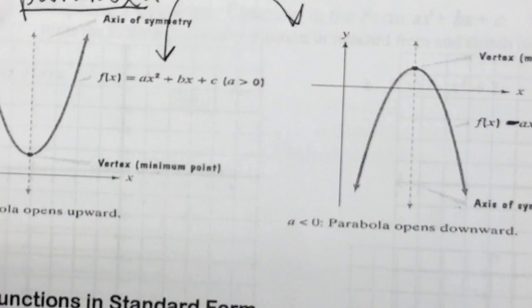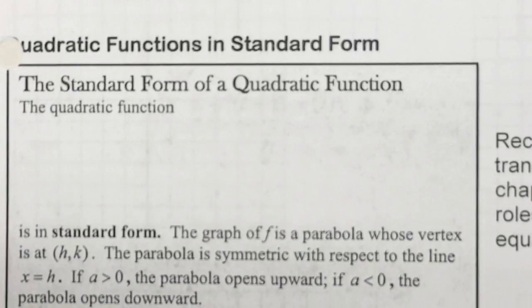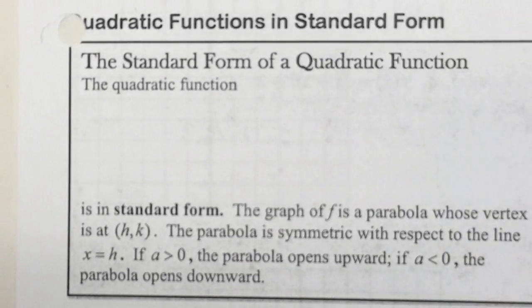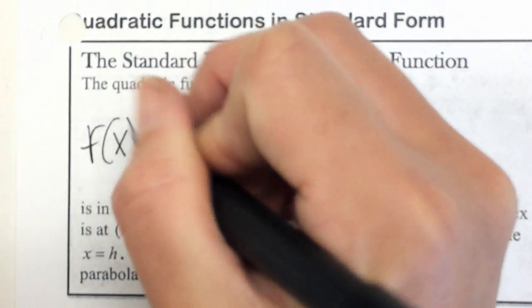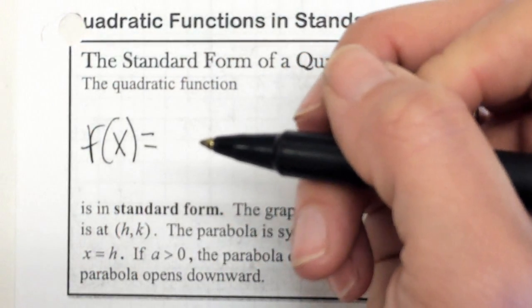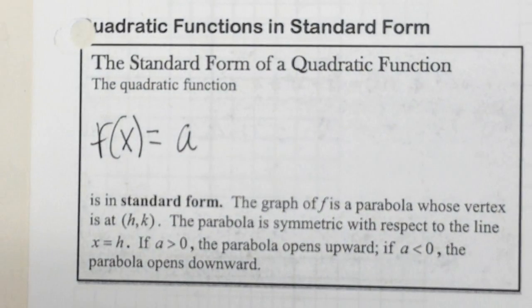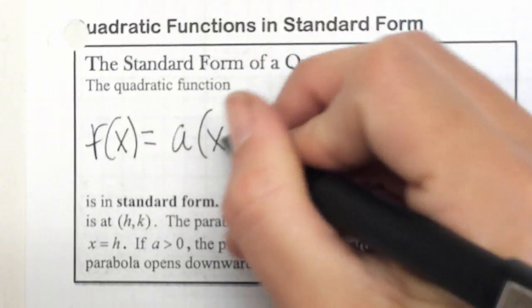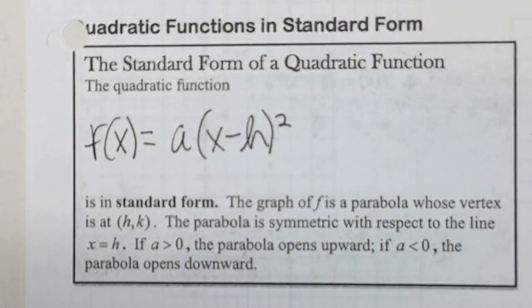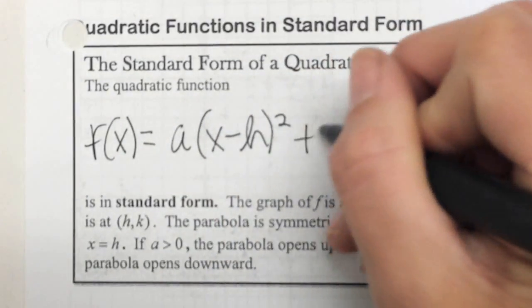There we go. Alright, this is the standard form of a quadratic equation. I'm about to write it down. It's f of x equals a, and a is just the coefficient that's going to be out front. It just represents a number. Colby, Darren, y'all write this down, please. And in parentheses, it'll be x minus h squared plus k.